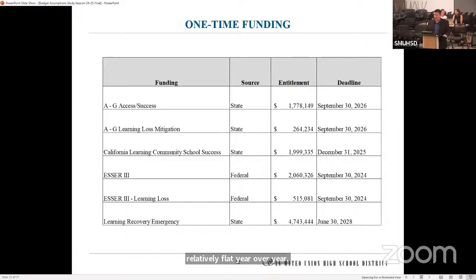In terms of one-time funding, I think we've gone a lot into this. This is the same slide from second interim, but we still do have a relatively significant amount that is being spent down. A lot of it is in 24-25. And then the last of it is that Learning Recovery Emergency Block Grant, which is scheduled to be used by June 30th of 2028. This really drives, if you look at the restricted side of our budget, and you'll see in a little bit, if we're running a deficit on the restricted side, it's the spend down of these dollars.